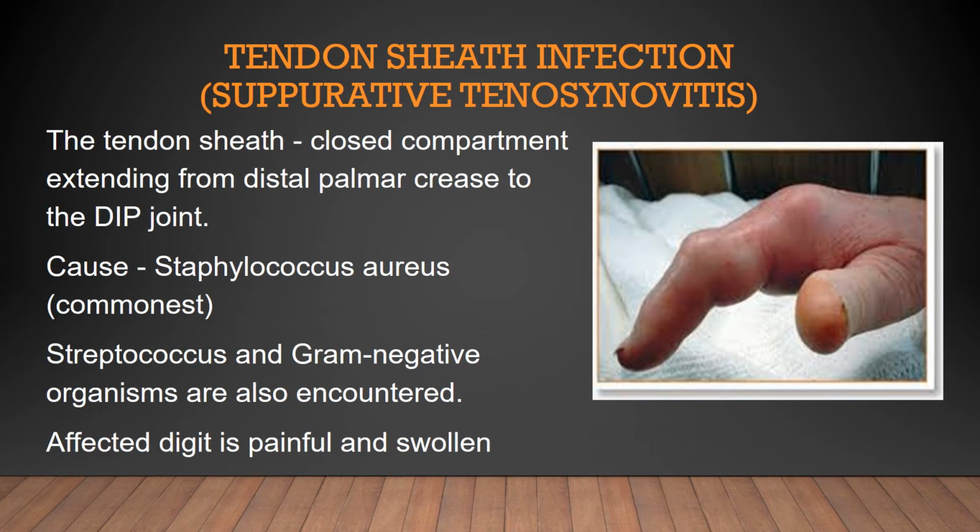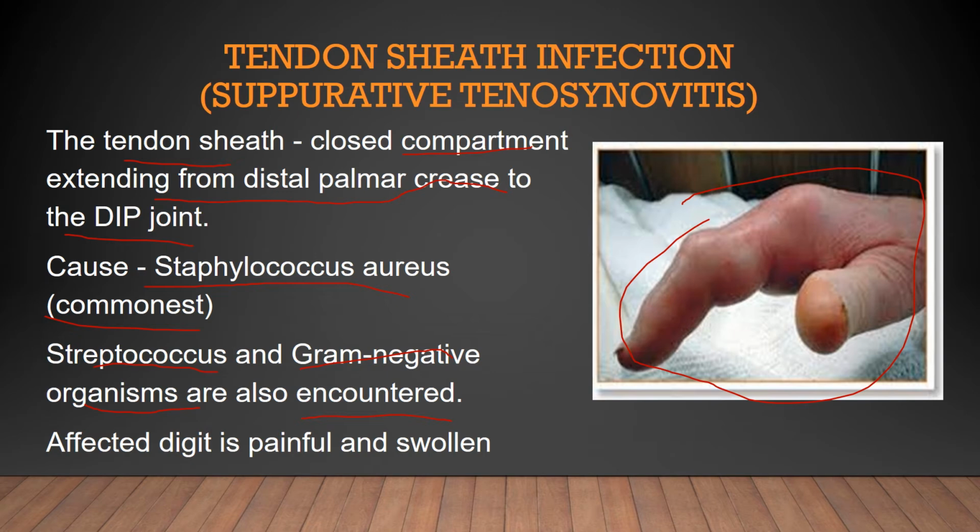Now coming to the tendon sheath infection, also known as suppurative tenosynovitis. The tendon sheath basically is a closed compartment extending from the distal palmar crease to the distal interphalangeal joint. The cause of it is Staphylococcus aureus. Again, that's the commonest organism. As you can see here, this is the infection of the tendon sheath. Streptococcus and gram-negative organisms also can cause this infection, but the most common is again Staphylococcus aureus.